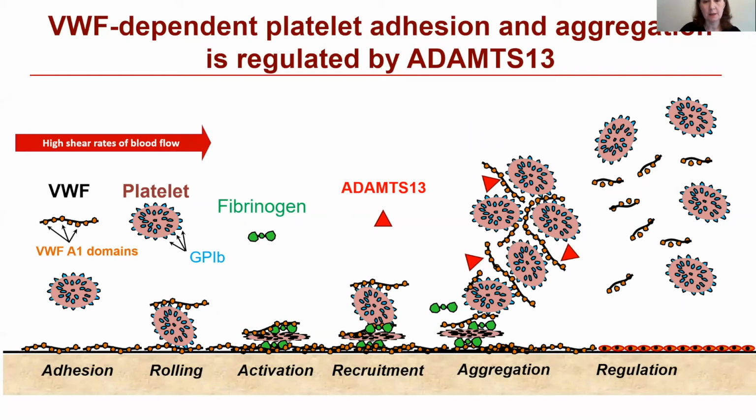To summarize, this is a cartoon representing the sequence of von Willebrand factor-dependent platelet adhesion, rolling, activation, recruitment, and aggregation after a vascular injury. Once the injury is fixed and the endothelial cells are present again, the function of ADAMTS13 is to cleave the multimers of von Willebrand factor to progressively dissolve the platelet clump and to prevent the thrombus formation.